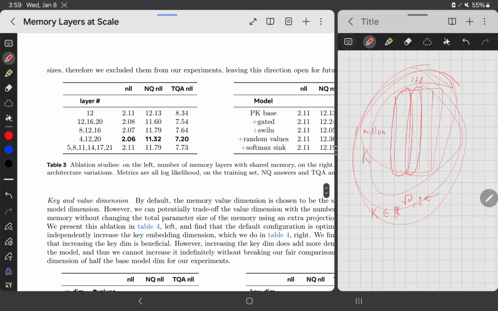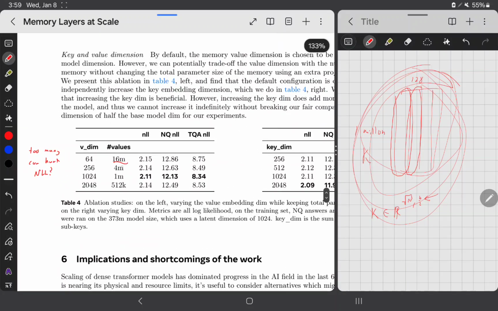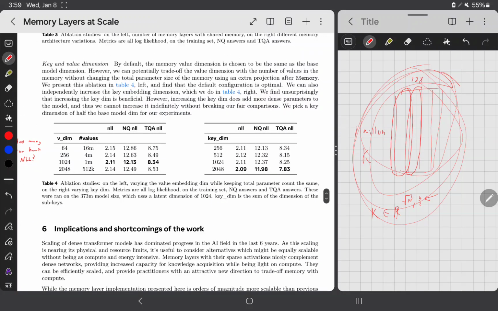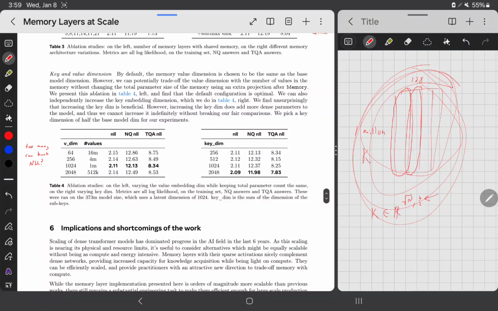Here they basically show that you want to add the memory layers to the middle, and if you add it to too many of the layers, it does worse. It does as good as if you add it to one of them. And then here is if you increase your memory too much, it can do worse. So memory 1 million, 16 million. If you increase it, it does slightly worse in terms of negative log likelihood. But that's also increasing the dimension, so who knows. Wish they would have kept one of those constant.